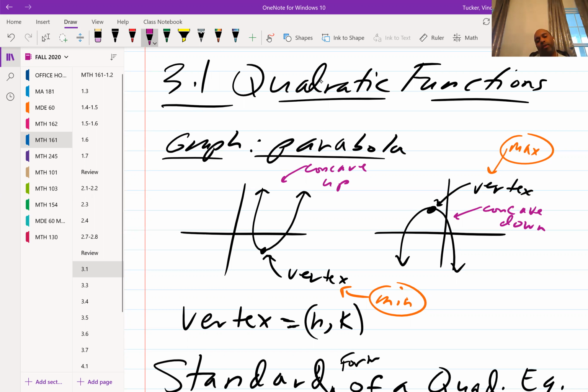The coordinates of your vertex will be labeled h, k, just like our center. The center of a circle, like we mentioned in the last section that we covered, which was 2.8, had coordinates h, k. So for the vertex, they consider the coordinates of the vertex h, k as well.